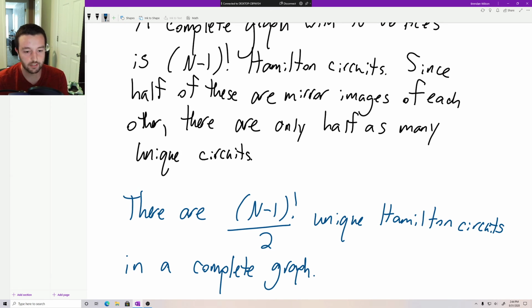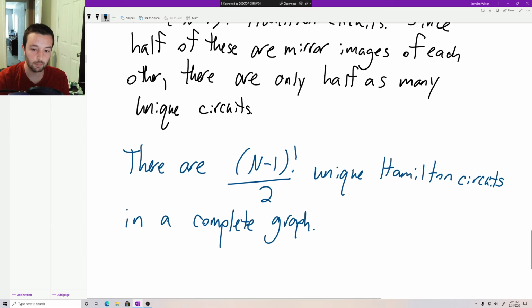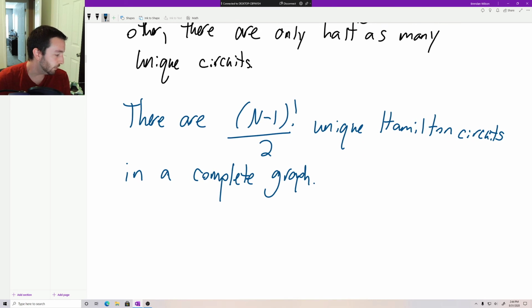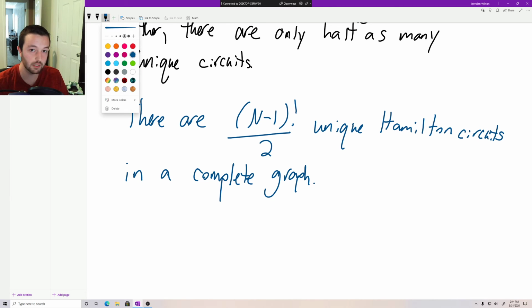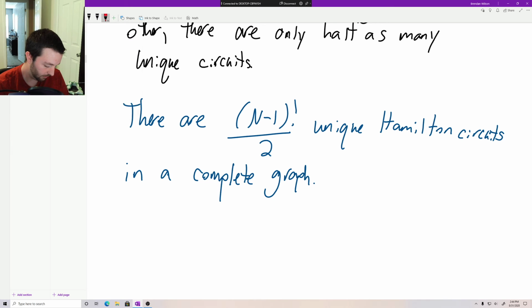There's n minus 1 factorial unique Hamilton circuits, or n minus 1 factorial divided by 2 unique Hamilton circuits in a complete graph. So before we go further, we need to know what this exclamation point means. What does factorial mean? So let's write this as an aside. The book doesn't explain it here because the book explains it earlier.